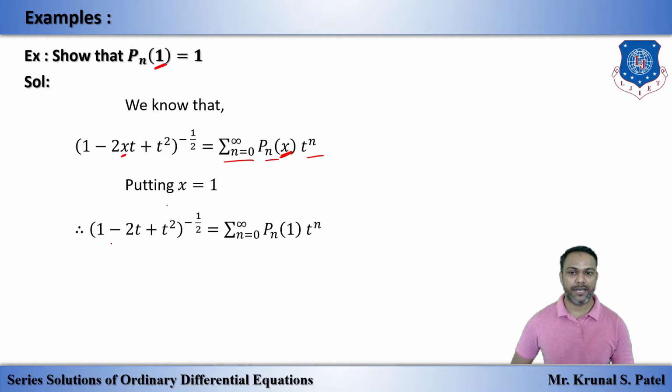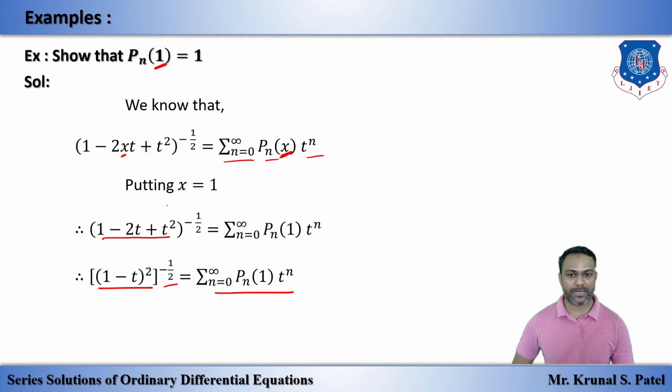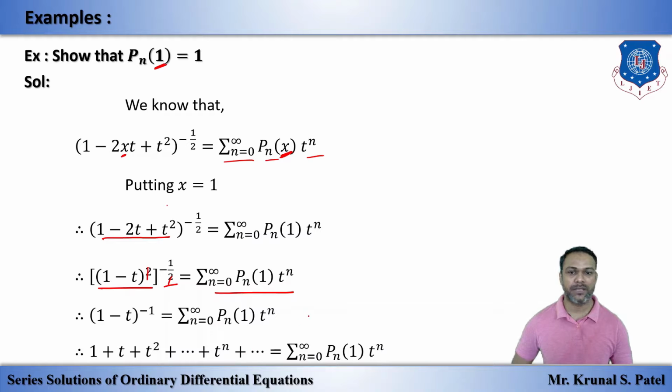Now you know that 1 - 2t + t^2 is (1 - t) whole squared. So (1 - t)^2 raised to minus 1/2 on the left, and the right hand side as it is. Now we can cancel out the 2, because power raised to power means multiplication of powers. So we have (1 - t) raised to minus 1. Now we know the binomial expansion of (1 - t)^-1. Now we will equate the coefficient of t^n. On the left hand side the coefficient of t^n is 1, and on the right hand side the coefficient of t^n is Pn(1), which is our answer.